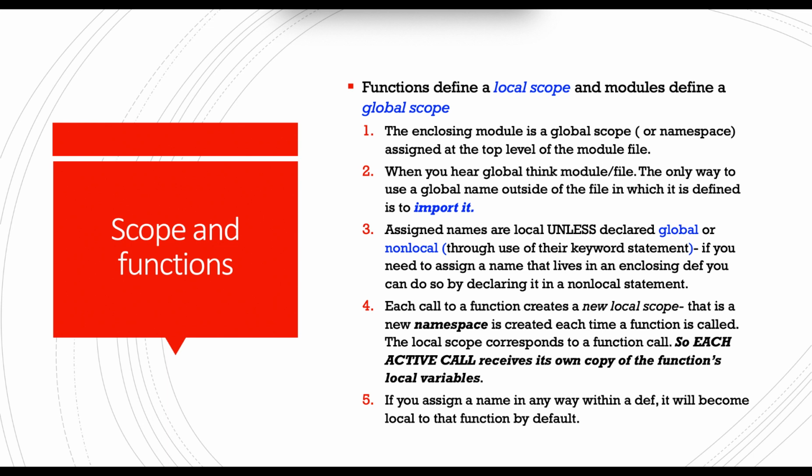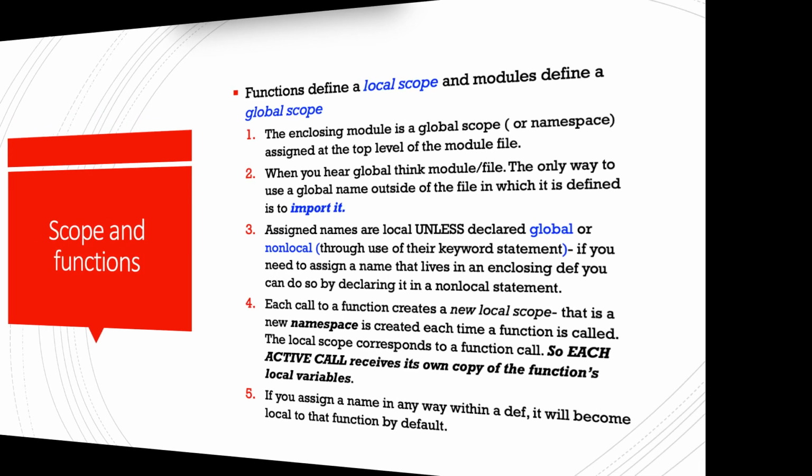Each call to a function creates a new local scope. That is, a new namespace is created each time a function is called. The local scope corresponds to a function call. So each active call receives its own copy of the function's local variables. If you assign a name in any way within a def, it will become local to that function by default.